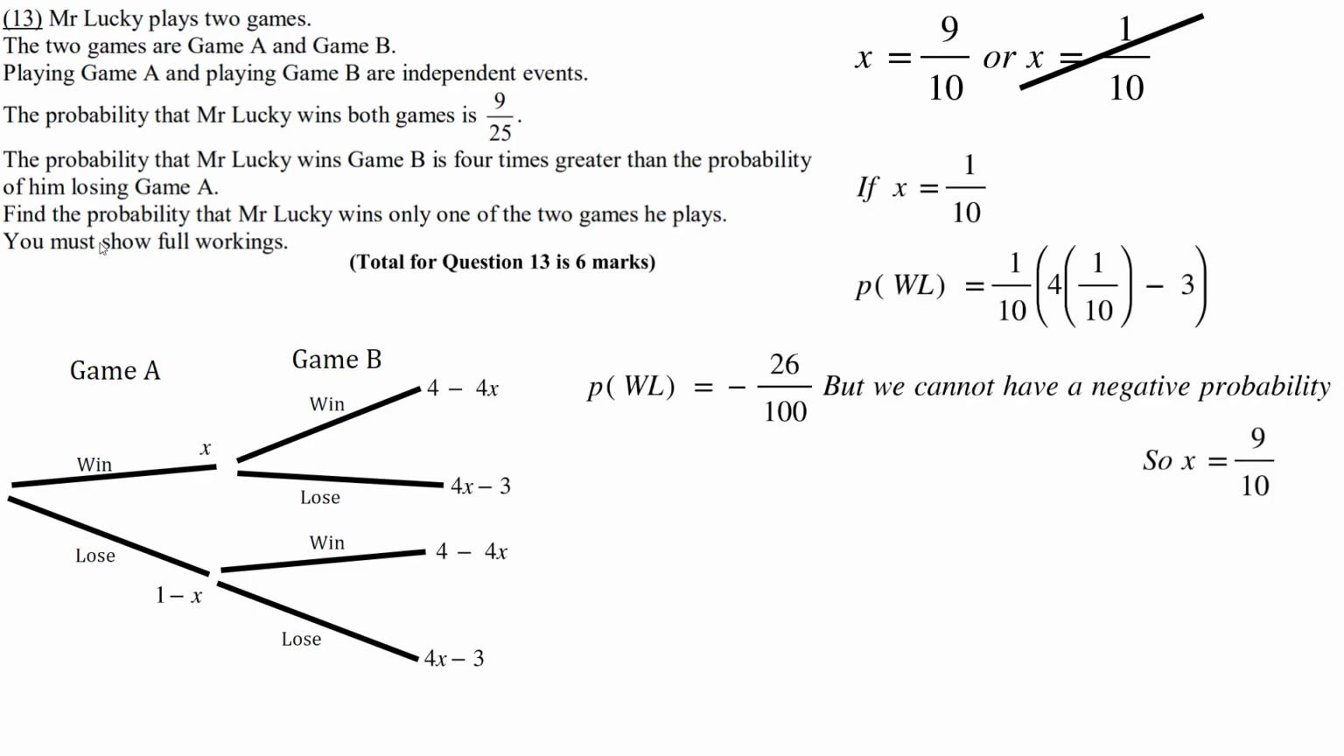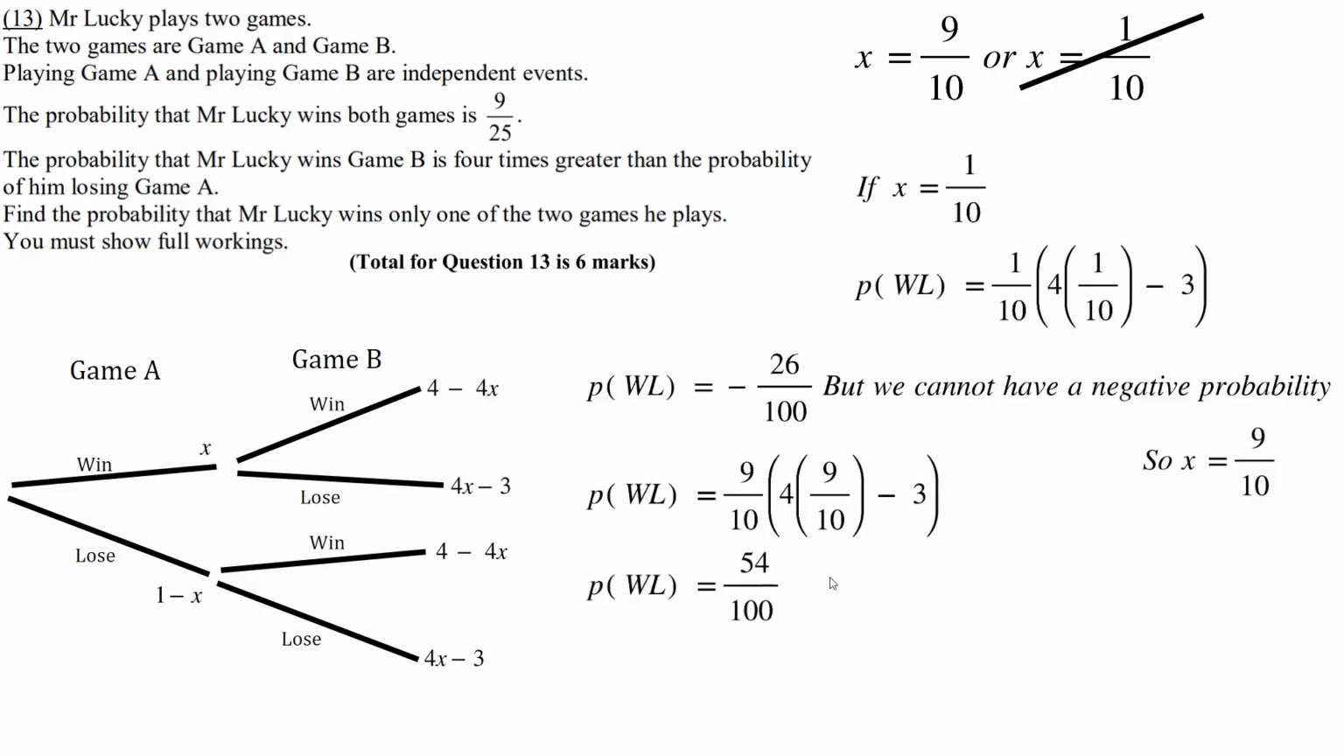Now, what do we want? So we want the probability that he wins only one of the two games. So winning one of the two games is like winning and losing, or losing and winning. So probability of winning and losing, just substitute 9 over 10 into x multiplied by 4x minus 3, and then simplify to get 54 over 100. So there's a 54% chance that he wins the first game, and then he loses the second game.